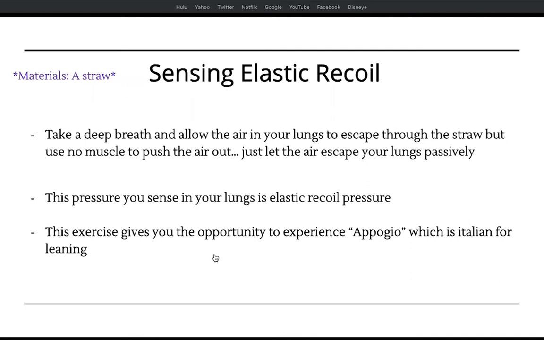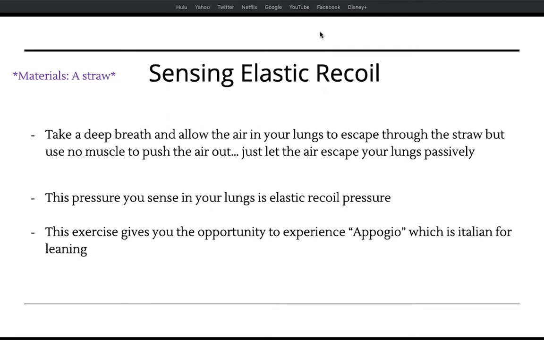Now, sensing elastic recoil. If you can, get a straw. And to sense elastic recoil, first you get your straw in your hand, take a deep breath, and allow all the air in your lungs to escape through the straw, but use no muscle power to push the air out. Just let the air escape your lungs passively, like this. The pressure you sense in your lung is the elastic recoil pressure, which gets weaker and weaker as more air escapes your lungs.